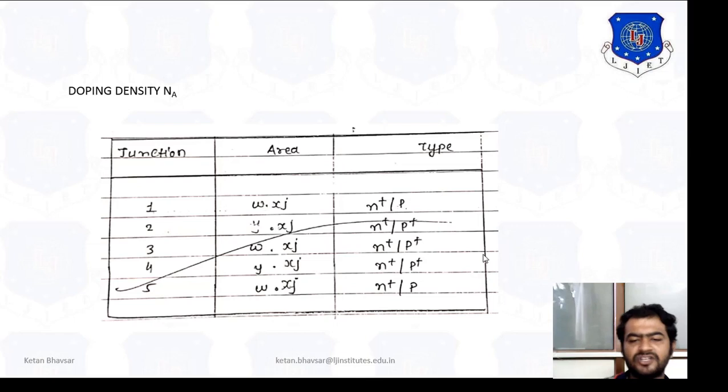Now as you can see, there are 5 junctions. First, W times Xj for N plus divided by P. Second, Y times Xj for N plus divided by P plus. Third, W times Xj for N plus divided by P plus. Fourth, Y times Xj for N plus divided by P plus. And fifth, W times Xj for N plus divided by P. When we talk about doping density, we add an N plus region on the particular surface, and for this there are 5 different types of regions we produce, as you can see in the previous slide. So basically these regions are created because of the junction area.